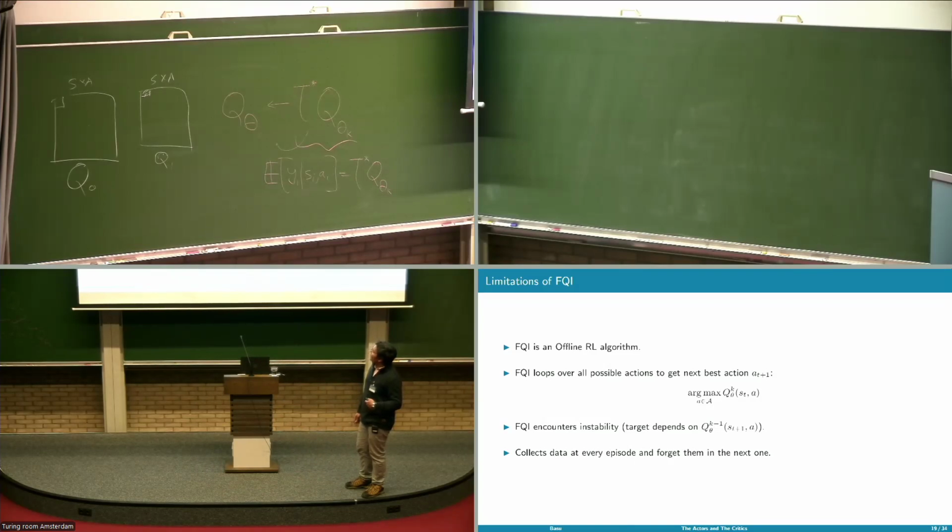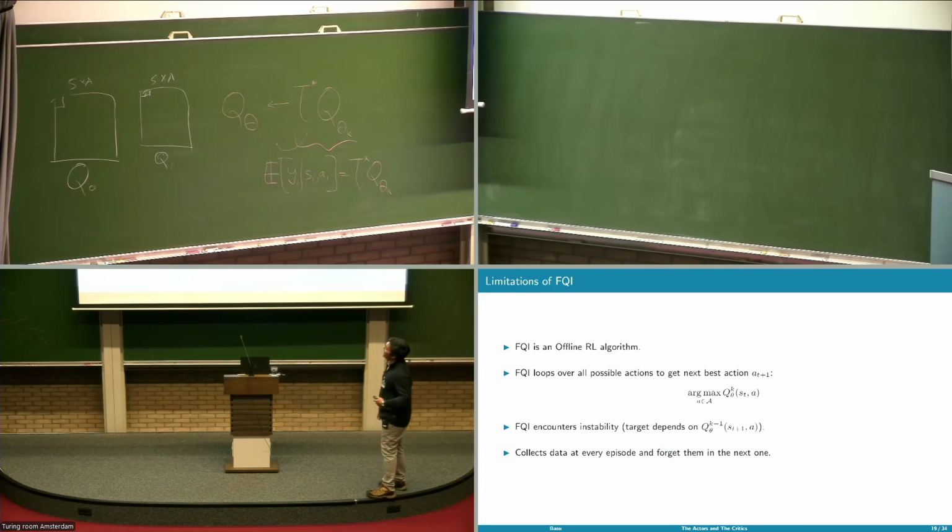This also encounters instability because the target depends on theta. This would be theta k minus 1 in this case. So basically, your target depends on the next state, and you are trying to estimate something on the previous state. So there's a temporal coupling between the target that you fixed and the other part. This causes high variance and instability in your regression.